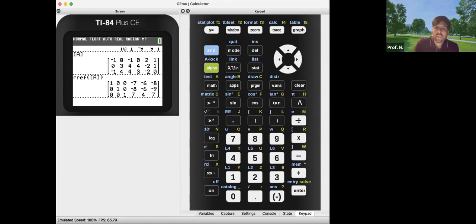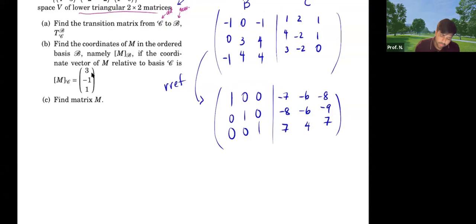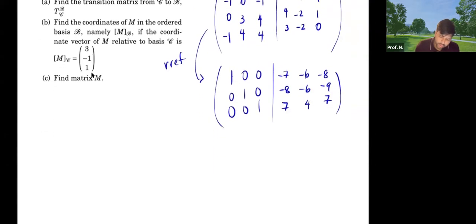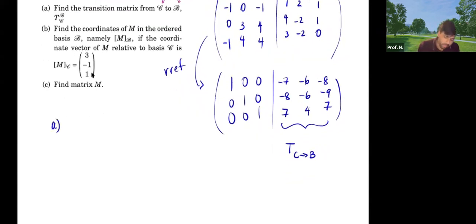Oh, it's not letting me share. Okay. So this is my matrix that goes from the C to the B basis. Once I have this matrix, that's part A. So T_CB equals -7, -8, 7, -6, -6, 4, -8, -9, 7.